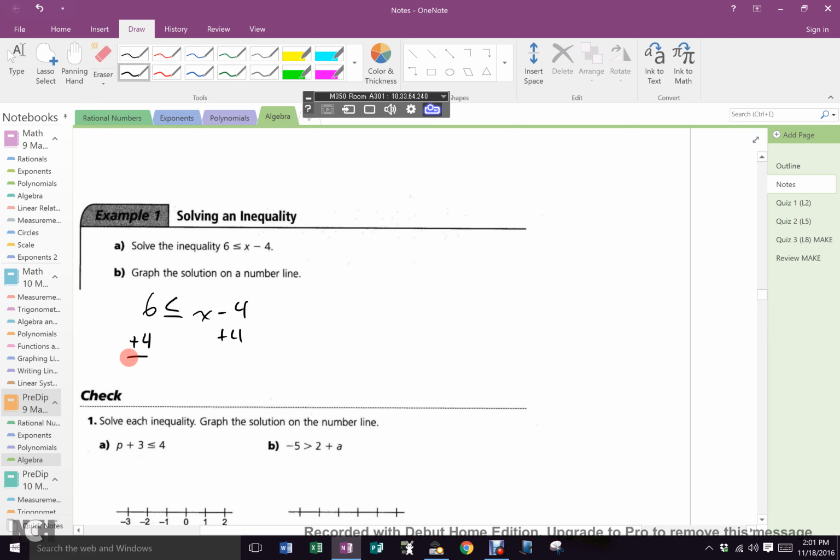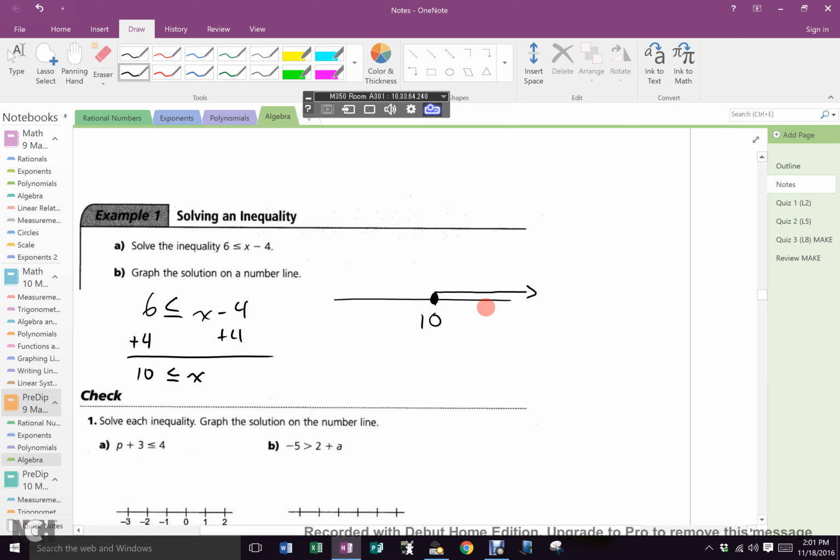Did I add? So does the inequality change? No. Graph it. What's the only number that matters? 10. And it would be a single 10 with a colored circle, a closed dot. Does it go to the left? It's to the right. It is to the right. Any number greater than 10.